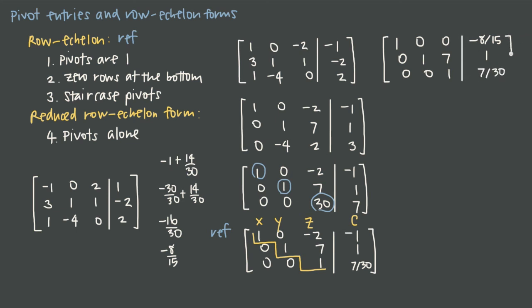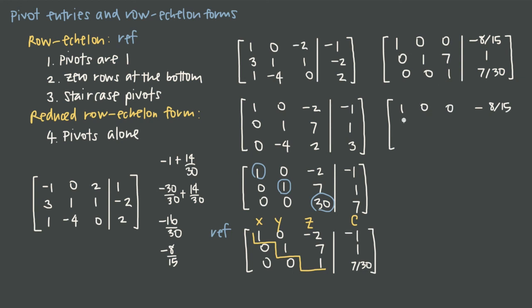Our last step will be to zero out this 7 so that this pivot entry here is the only non-zero entry in its column. So to zero out the 7, we'll take 7 of the third row away from the second row, because when we take 7 of the third row, we'll get 7 times 1 here is 7, and then we'll say 7 minus 7 and get 0 right here. So when we do that, our first row will stay the same, 1, 0, 0, negative 8 over 15.